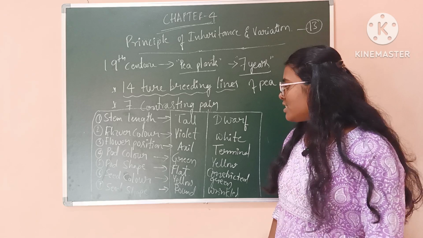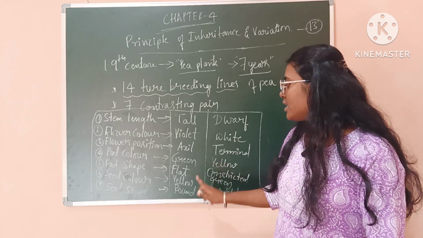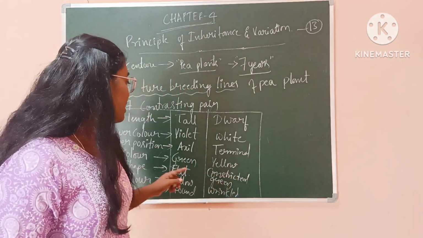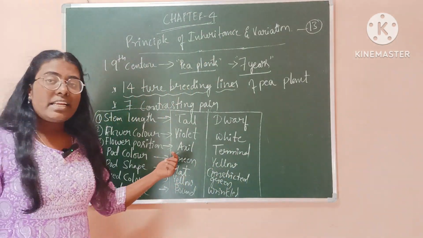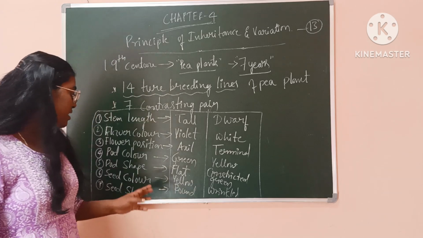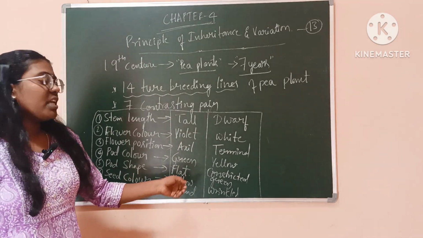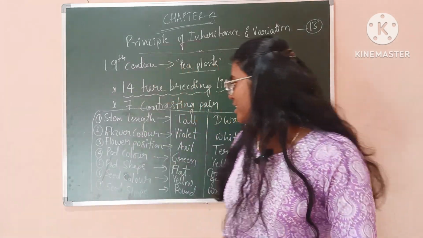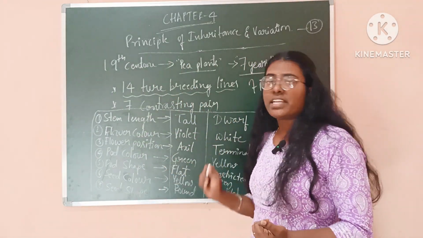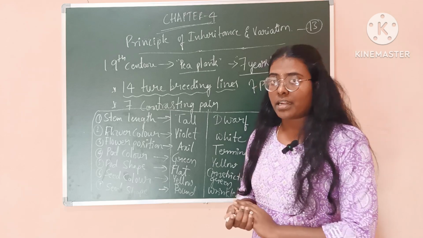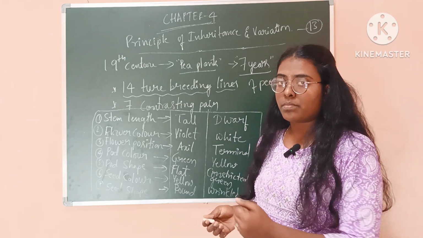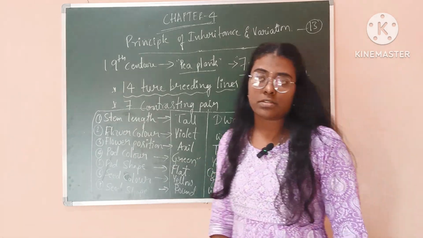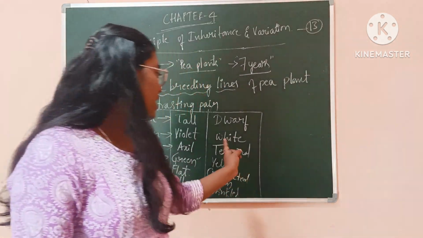Here many students get confused between pod color and seed color. Pod color is green and yellow, but seed color is yellow and green. In pod, green is dominant and yellow is recessive. In seeds, yellow is dominant and green is recessive. It is very easy to remember: for pod color the dominant character is green. If you go to the market and your mom tells you to bring some beans, which color beans will you select? You will select green beans. So green is dominant over yellow.